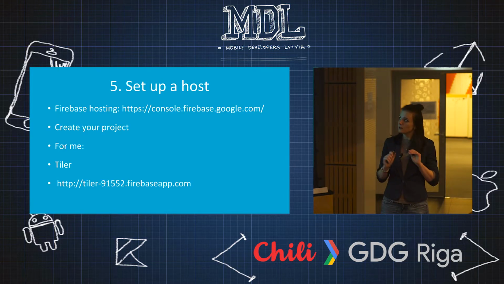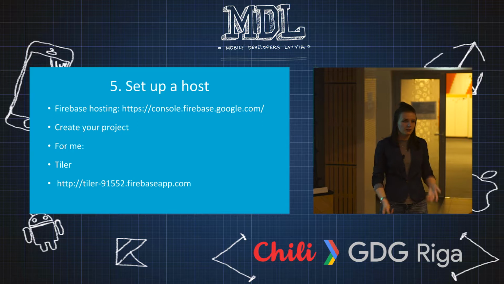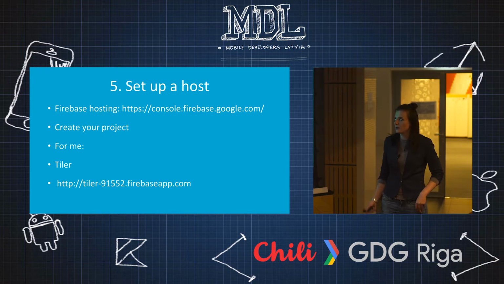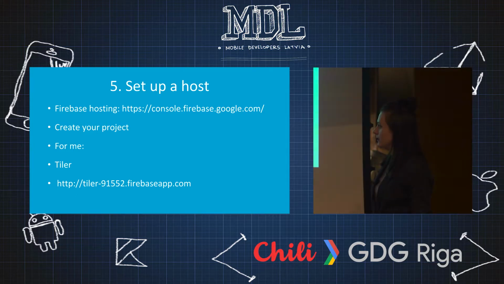Next one. Then you have to set up a host. Actually, here the sequence doesn't really matter that much. You can set up a host first and then set up deep linking, or vice versa. Personally, I never really hosted anything. I'm more of a client-side developer. So I figured out that Firebase hosting was actually very easy to get going with. It didn't require much learning whatsoever. So I went to Firebase, created an account for myself, and it generated some ID for me, and that's it. And then I was able to host.